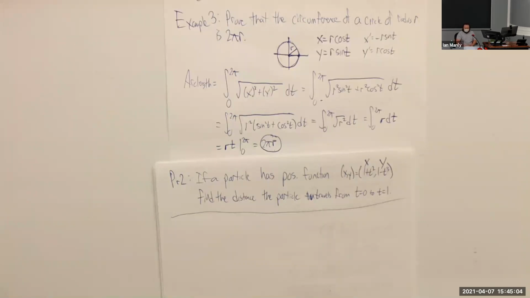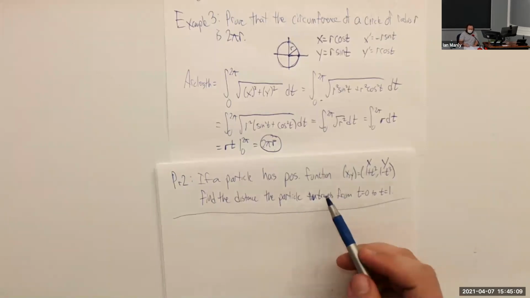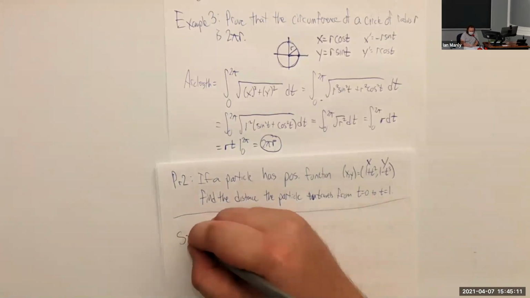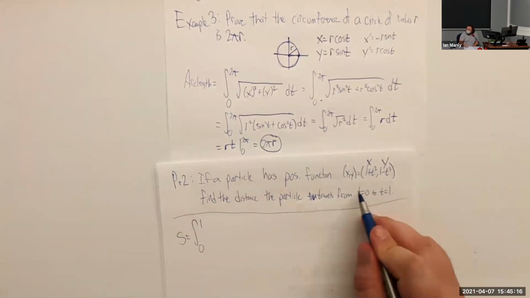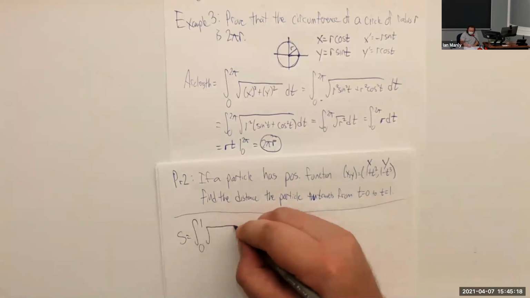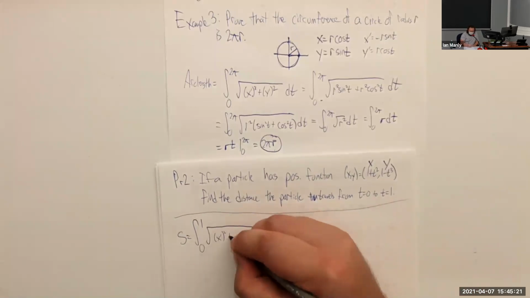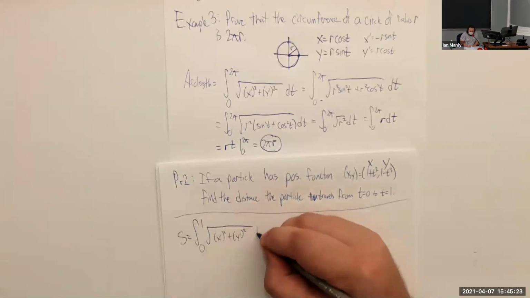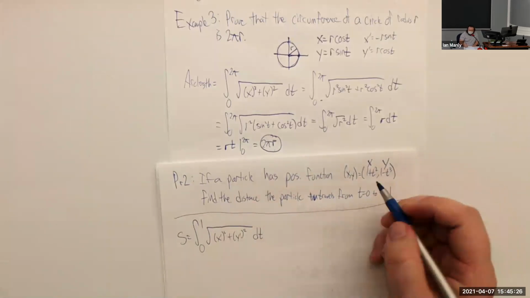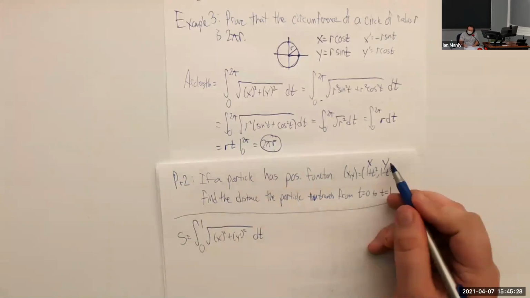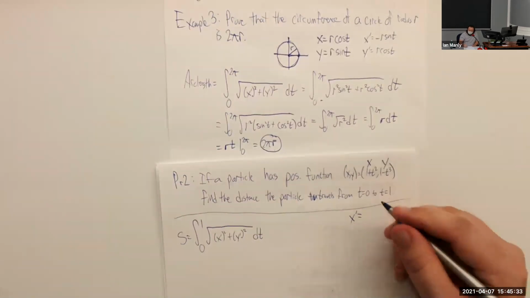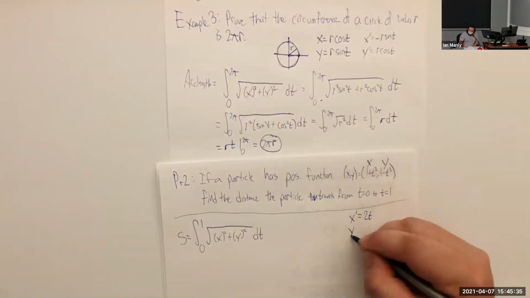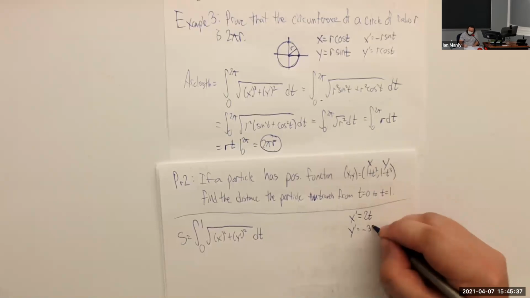All right, let's go ahead and see how we would do this here. So we want to find the distance the particle travels. The distance s is going to be the integral from 0 to 1, between the two different time values here, of the square root of x prime squared plus y prime squared dt. We know that x is 1 plus t squared, y is 1 minus t cubed. So let's get x prime and y prime. x prime will be 2t, and y prime will be negative 3t squared.